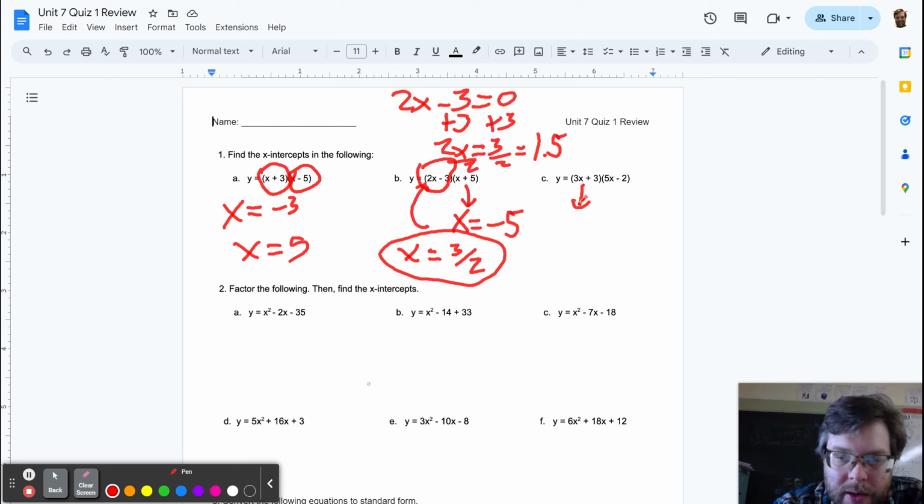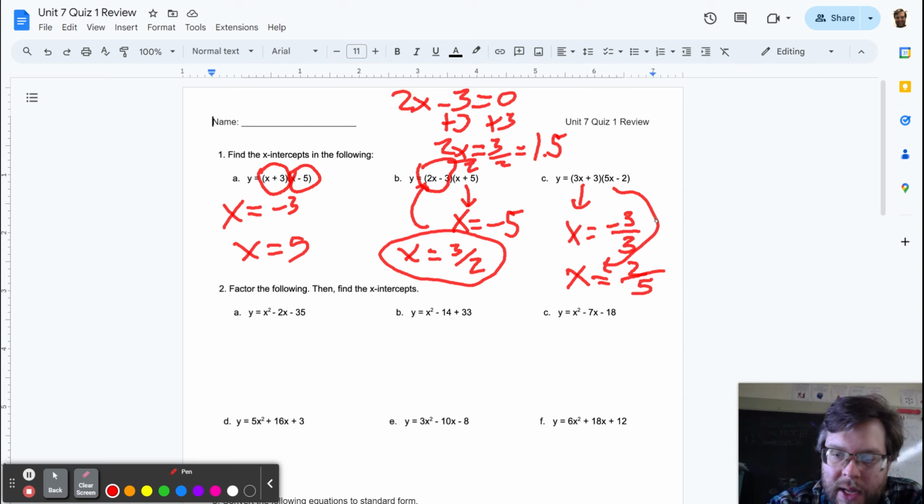Same idea here. If it just said x plus 3, my answer would be -3. But there's a times 3. So to solve, I do the opposite of times, which is divided. For the other one, I have add 2 to cancel -2, divide by 5. If you really prefer simplifying your fractions, you can try those.